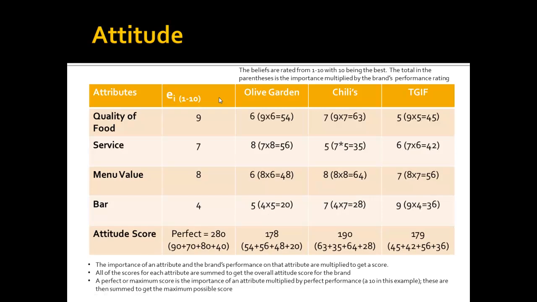Olive Garden is below Chili's in terms of menu value. People rated menu value, which is basically a measure of what you get for the price, as an 8 for Chili's, where Olive Garden's only a 6. Olive Garden may not be able to improve that perception because they don't want to either give you more food or lower their prices.